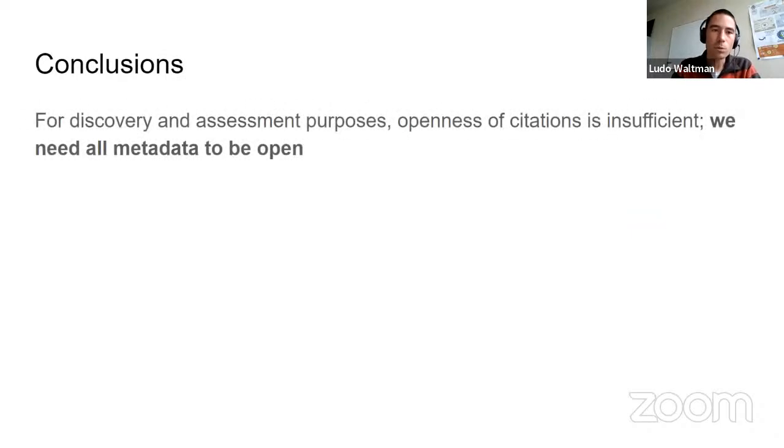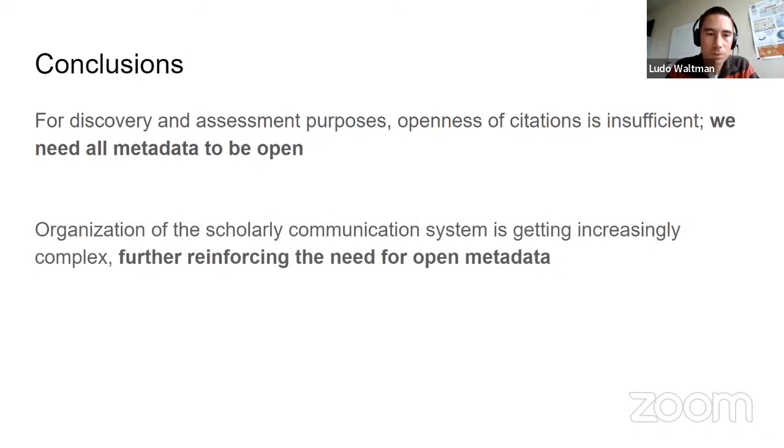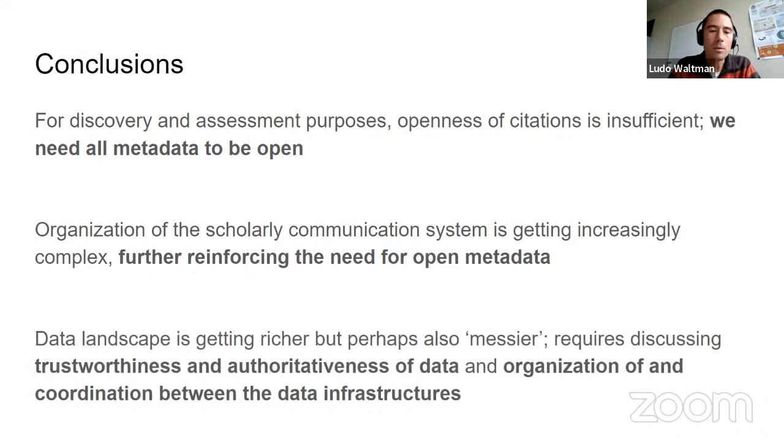So to conclude, we need all metadata to be open, not just the citations. That's also important because of all the developments in scholarly communication, and with the journal system gradually being turned into a different way of organizing scholarly publishing. That needs even more open metadata. But we need to be a little bit careful, and the landscape might get quite messy in some sense.